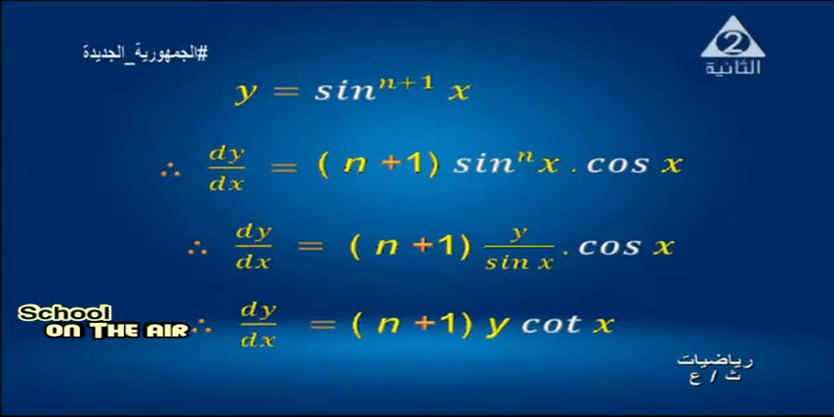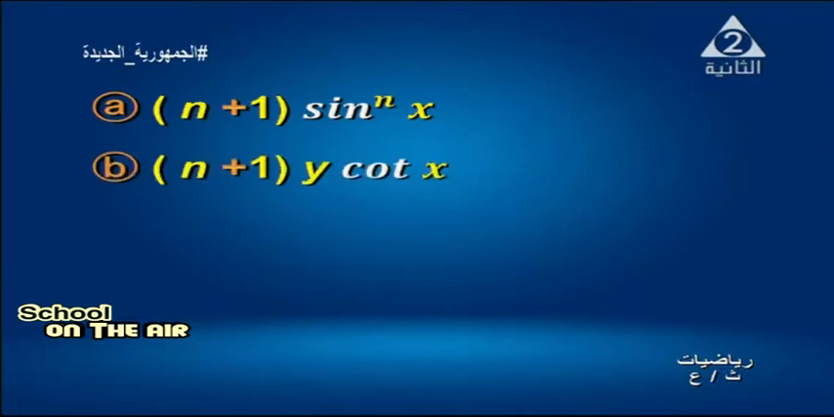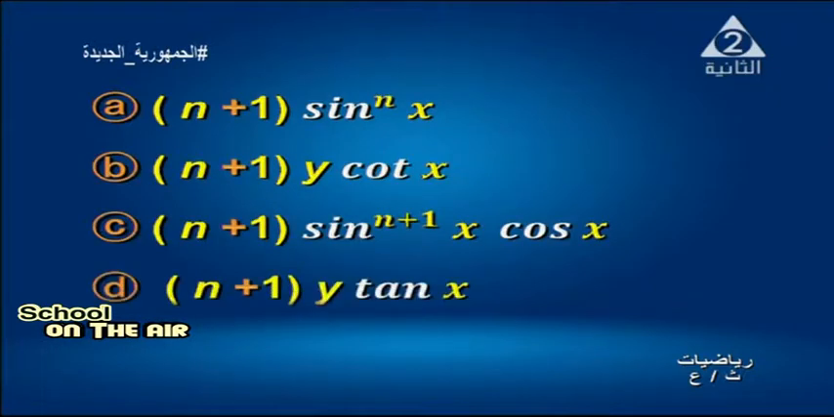Then the derivative of the function y equals sine to the power n plus 1 x equals n plus 1 times y times cotan x. Then we can choose the correct answer, which is letter B.